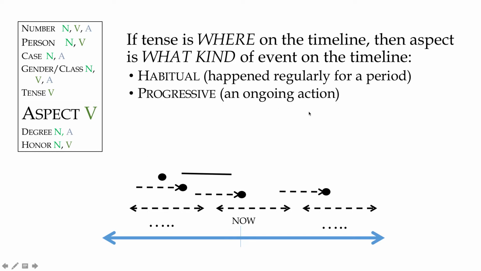Progressive would be an ongoing action, whether this would be in the past, present, or future. So I could say, we were walking outside when the lightning struck. We could say, I am walking outside right now. I can't call you. Or it could say in the future, by the time you get home, we will be going for a walk, or we will be walking already. So I'm talking about an ongoing action that's happening in the past, present, or future.